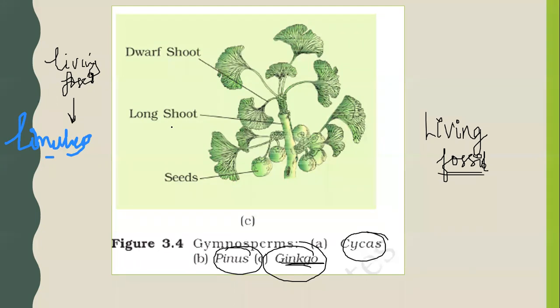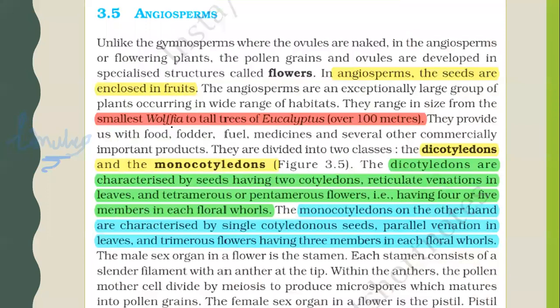The last part of the chapter is the angiosperms. I think there is no point in repeating this again because we have studied morphology also. In angiosperms, the seeds are enclosed in fruits. From the smallest angiosperm, Wolffia, to the tallest angiosperm, Eucalyptus. Angiosperms are of two types, monocot and dicot. We have studied the differences between monocot and dicot plants in the chapter Morphology of Flowering Plants itself.